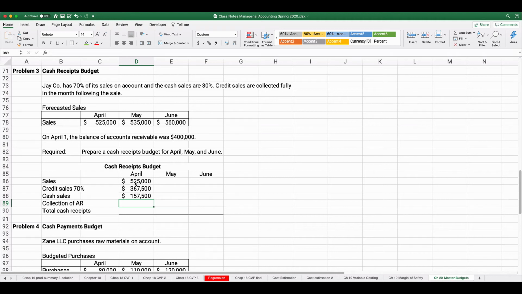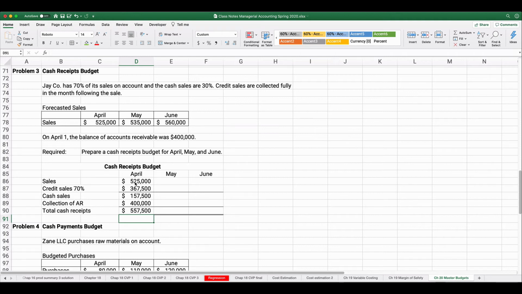But don't forget, we have sales in March that we're collecting now. So we're collecting all of the 400,000 sales from March. So we expect to collect 157,500 plus 400,000. So we think we're going to collect 557,500.